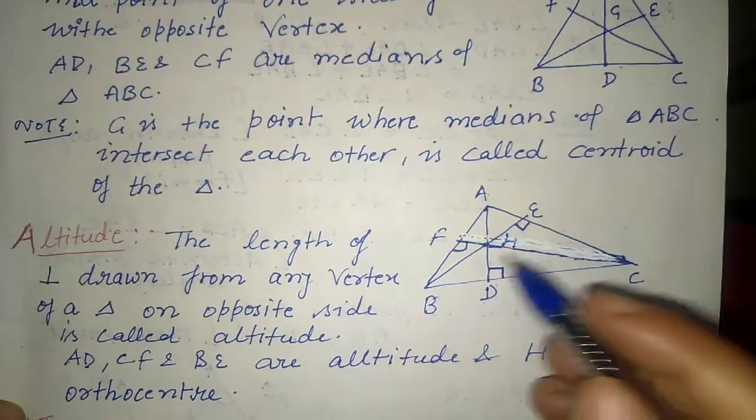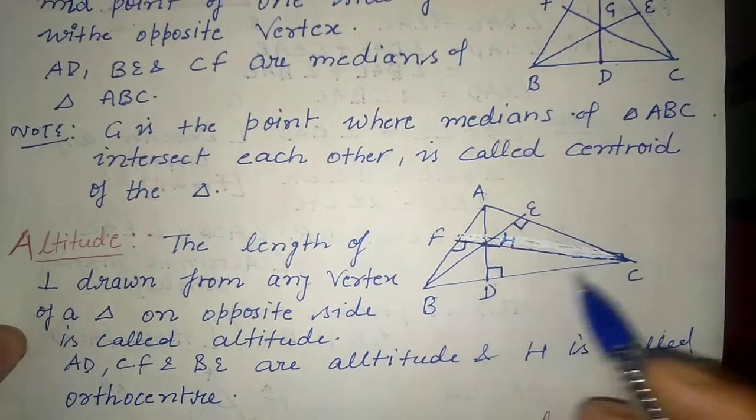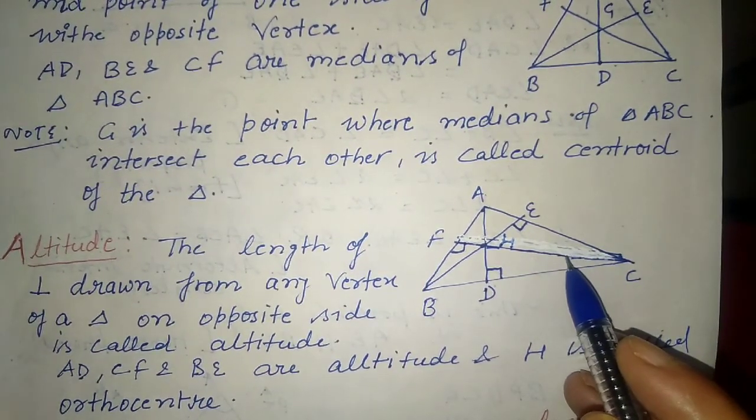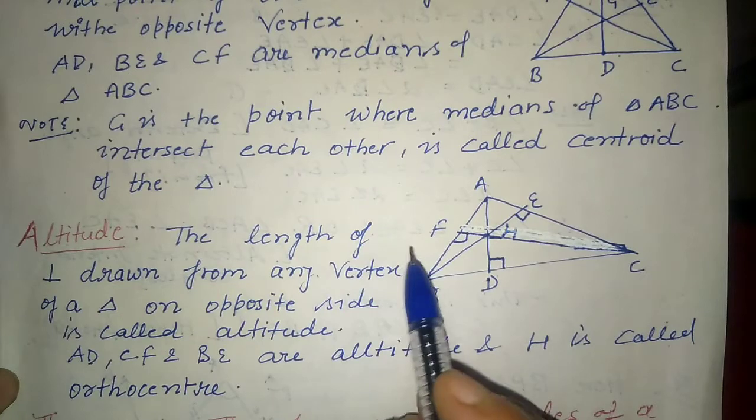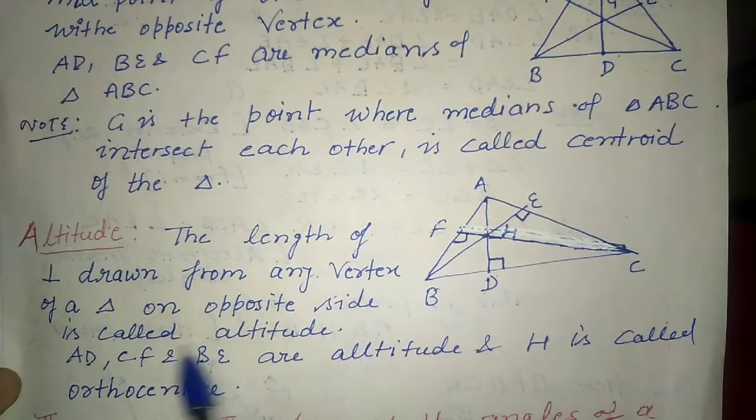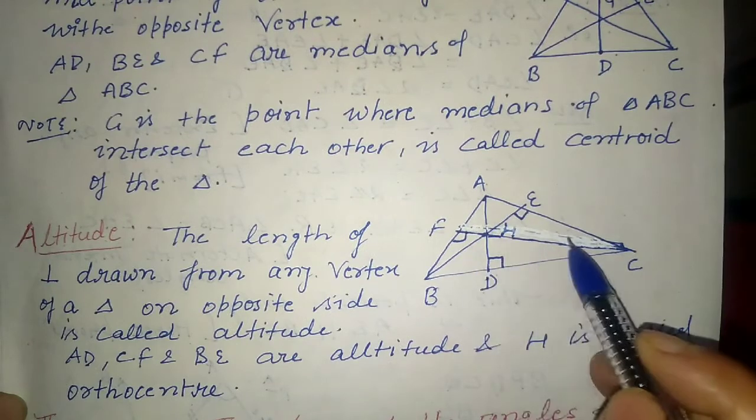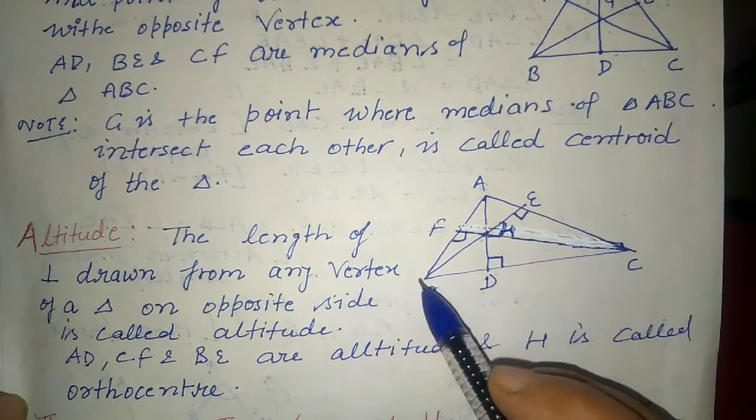So here are three. In an obtuse triangle, the altitudes may be outside the triangle, but they always remain three in number. So the length of the perpendicular drawn from any vertex of a triangle on the opposite side is called altitude. And where all the altitudes intersect each other, that point is known as the orthocenter.